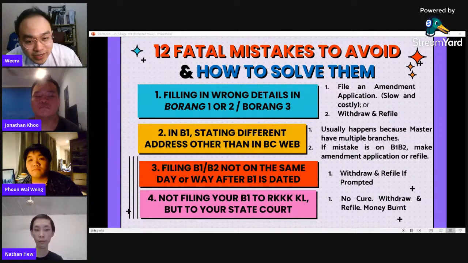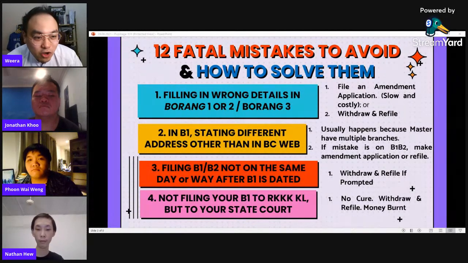But what is the drawback of filing an amendment application? It is very troublesome, because you first have to file an amendment application with an affidavit in support. Okay, and a lawyer in your firm must attend the hearing on your behalf. You can't attend the hearing yourself because you do not have the locus in court to do so yet. So at this point of time, you can see how troublesome it is just to correct one wrong detail or mistake that you have made in your Borang 1.